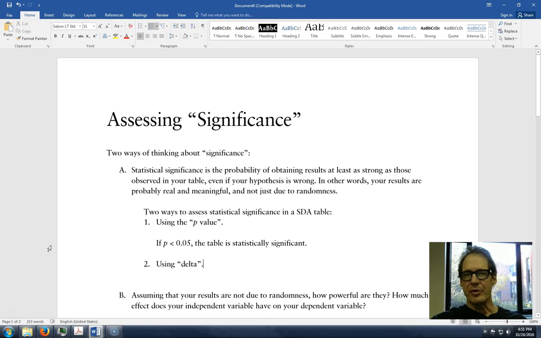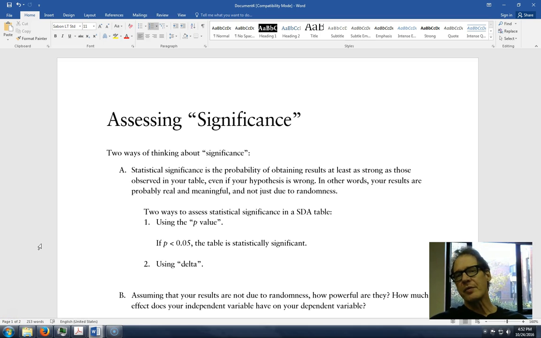So write that in your notes. How do you calculate delta? Subtract the lowest percentage in a row from the highest percentage in a row. And we're looking for the absolute value. It doesn't matter if it's negative or positive. We're just looking at the difference between the two. Delta, D for difference.